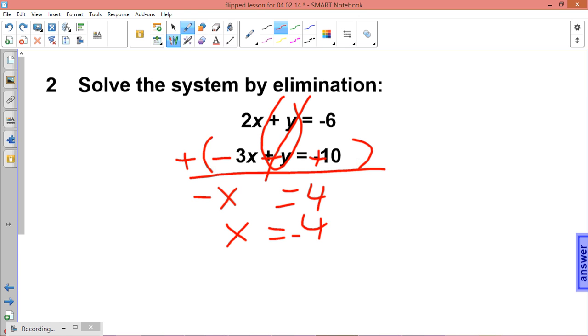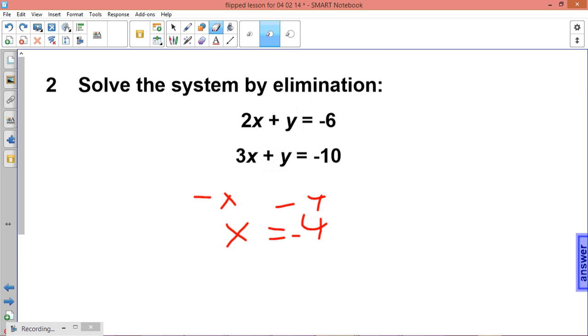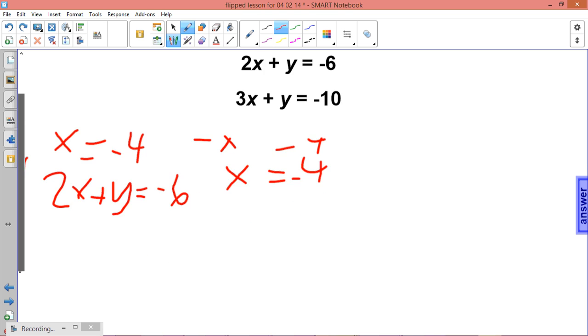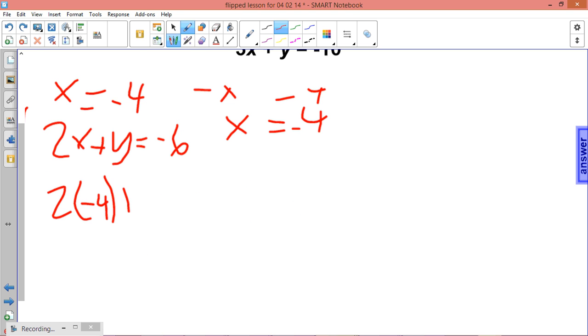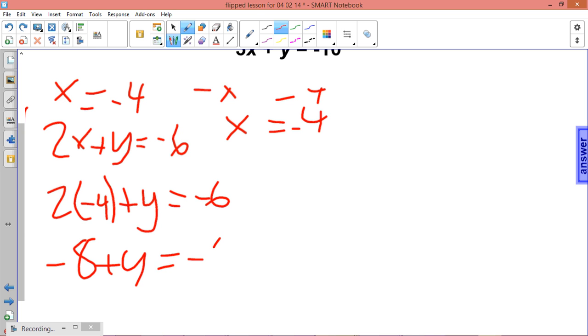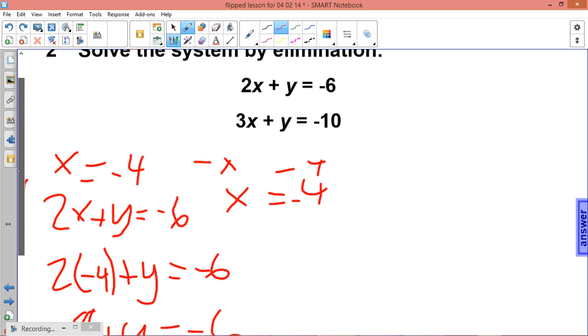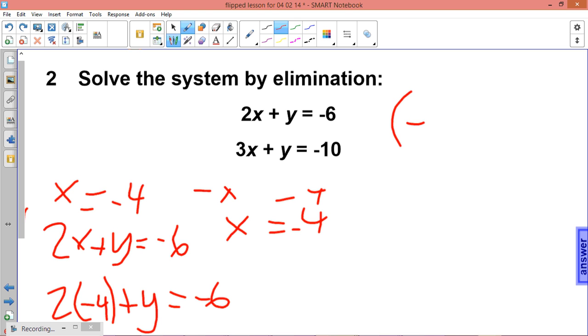Now I plug this into either equation. Which one looks easier? Actually, they both look about the same amount of easy. So I'll just plug it into the first one. Okay, so I start with 2x plus y equals negative 6, knowing that x equals negative 4. And I get that 2 times negative 4 plus y equals negative 6. So negative 8 plus y equals negative 6. Add 8 to both sides. I get that y equals 2. So x equals -4, y equals 2, so my answer is -4, comma, 2.